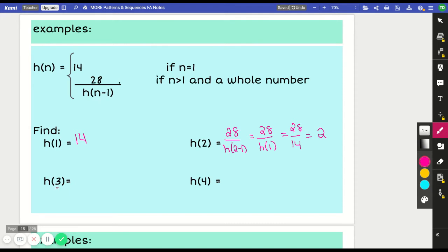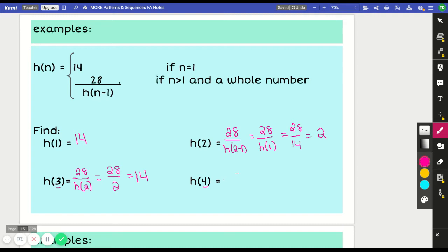Now, h of 3. So 28 is over h of 3 minus 1 gives me 2. So that will be h of 2. That was our previous term. So what is our previous term that we just found? That would be 2. So 28 divided by 2 is 14.